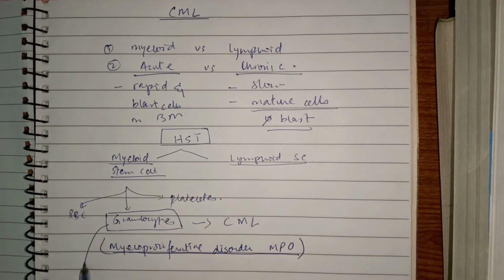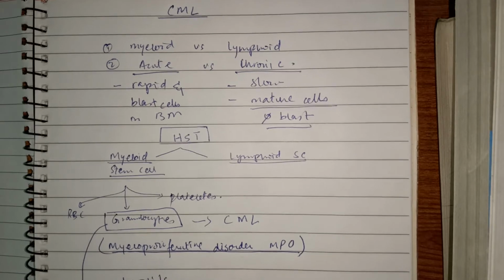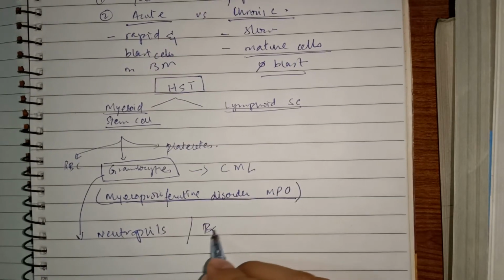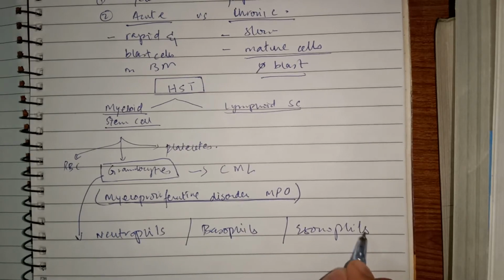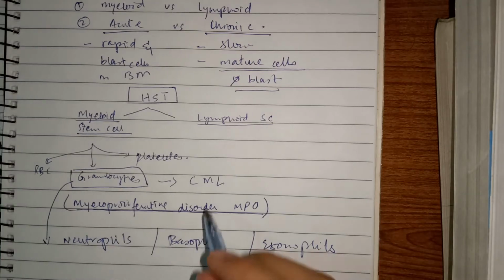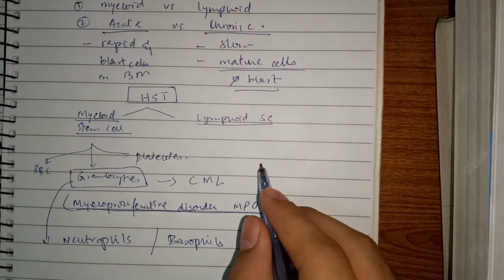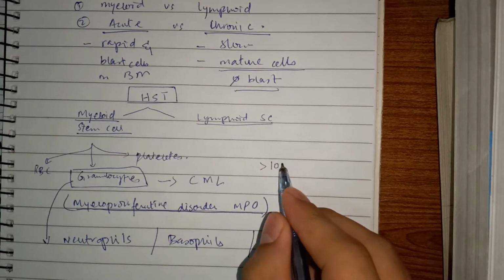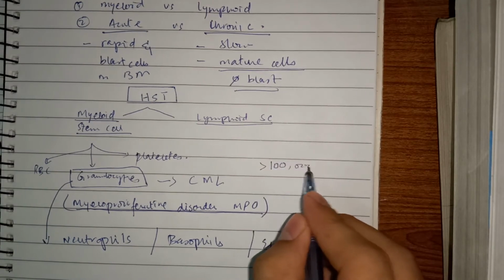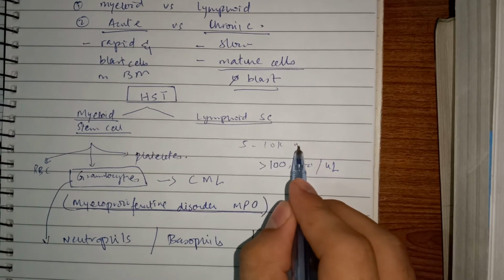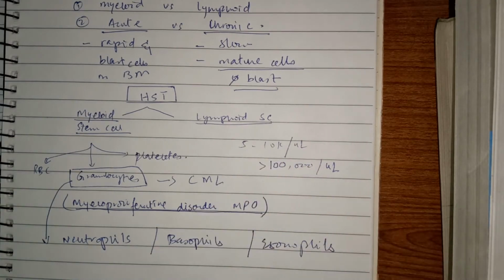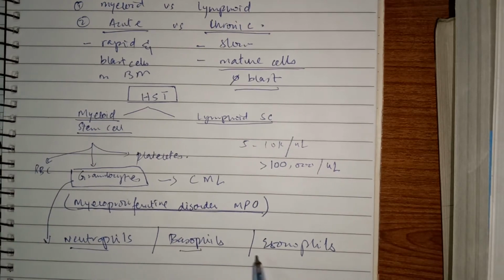Now, what are granulocytes? Granulocytes are, of course, as you know, neutrophils, basophils, and eosinophils. So in CML we will have leukocytosis, that is our white blood cell count will increase to greater than 100,000 per microliter. Normally it is between 5 to 10,000, right? Now in peripheral blood we will have increased number of neutrophils, increased number of basophils, and increased number of eosinophils.